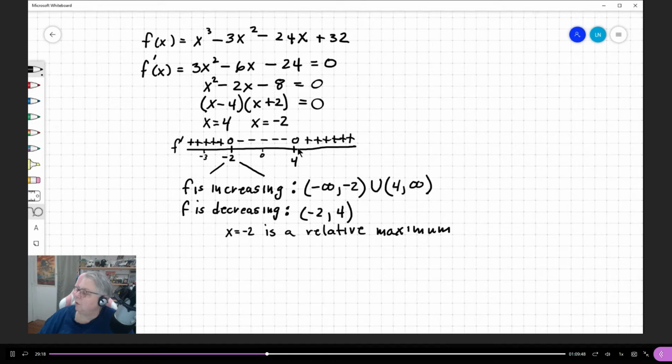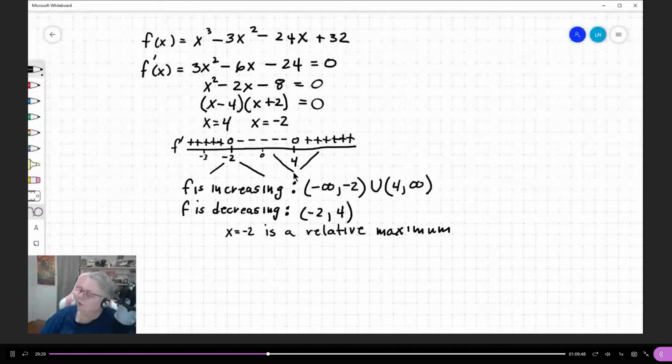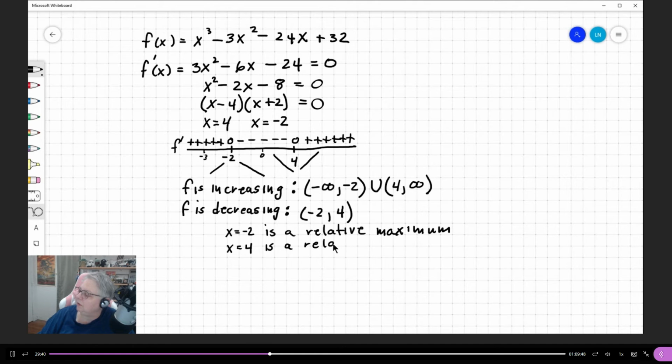Over here at 4, again, another critical value, the function is decreasing, negative, and then increasing, positive. When you go from decreasing to increasing, you hit a point at the bottom. So that is a minimum point. So x equals 4 is a relative minimum.